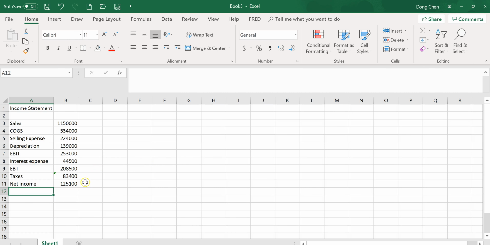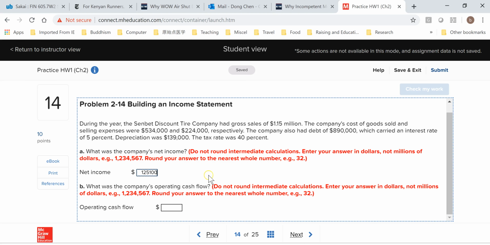I believe we have also rounded the answer to the nearest whole dollar. Actually, in this case, we don't have to worry about that because so far all the intermediate numbers are integer numbers. So the final net income number will also be an integer. So just copy this number back.